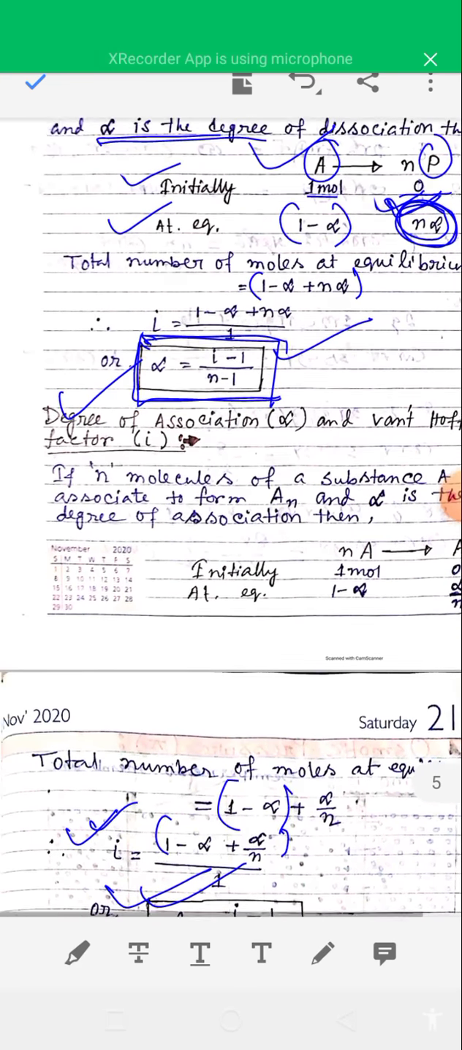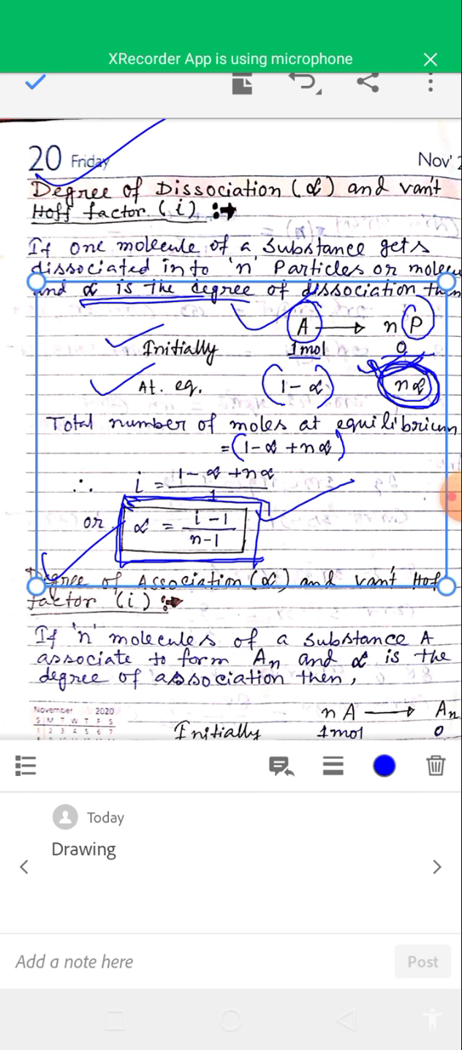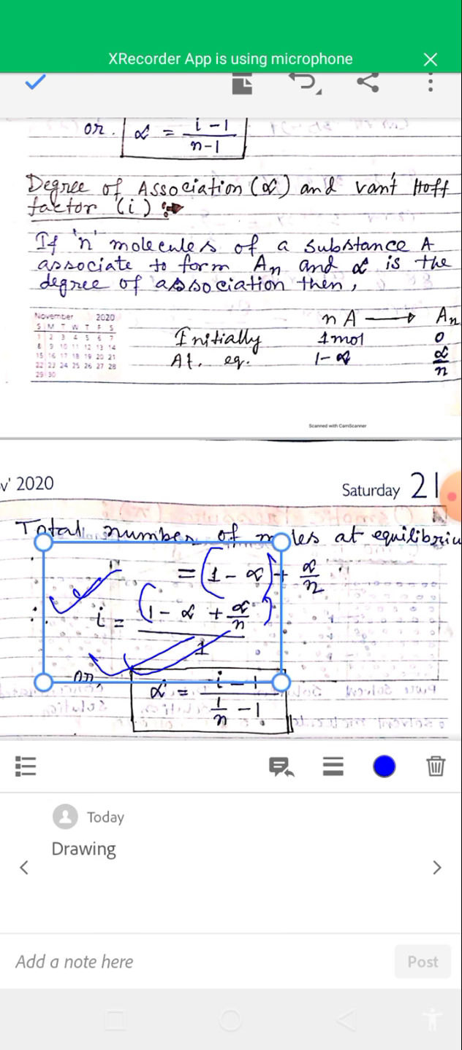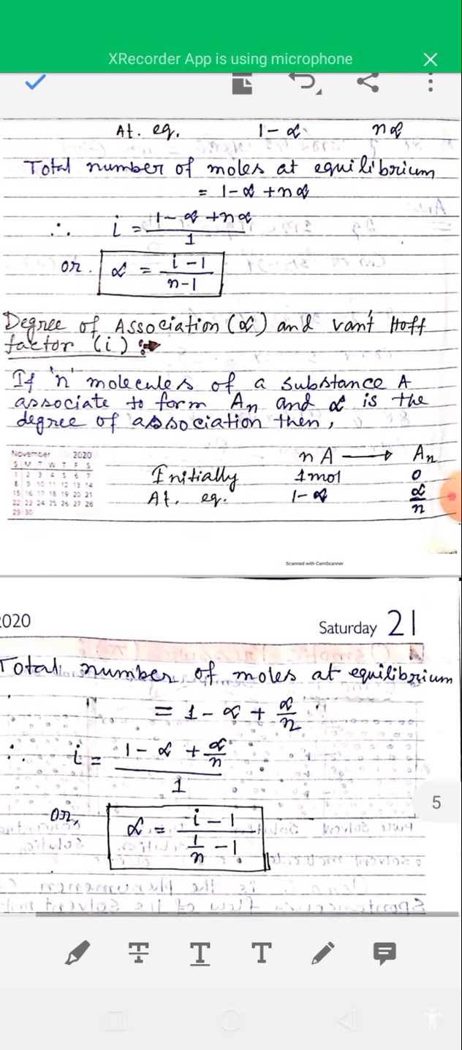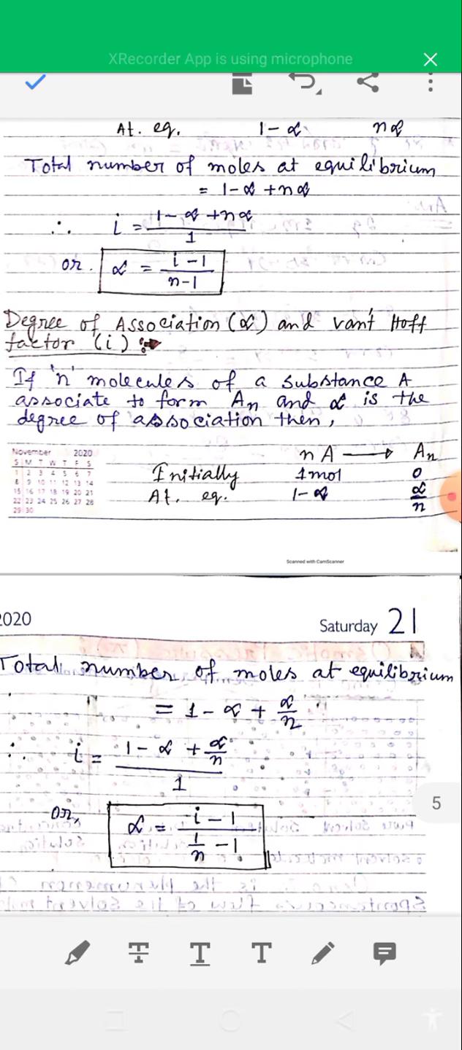So these two relations you have to remember: the relation between degree of association and Van 't Hoff factor, and the relation between degree of dissociation and Van 't Hoff factor.